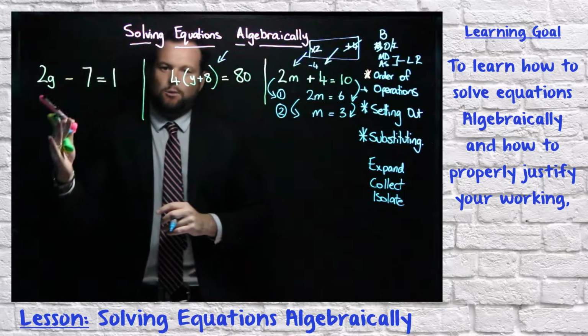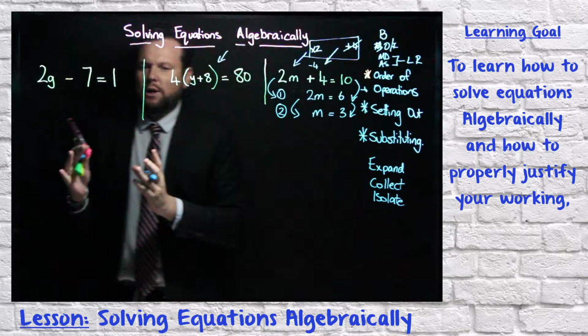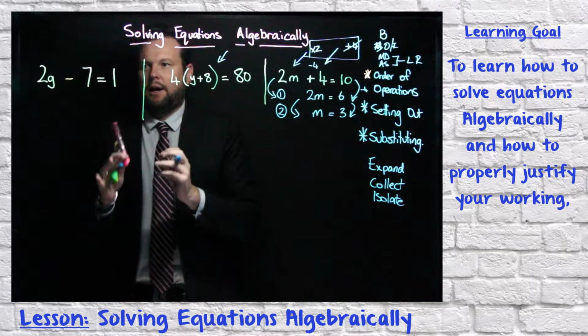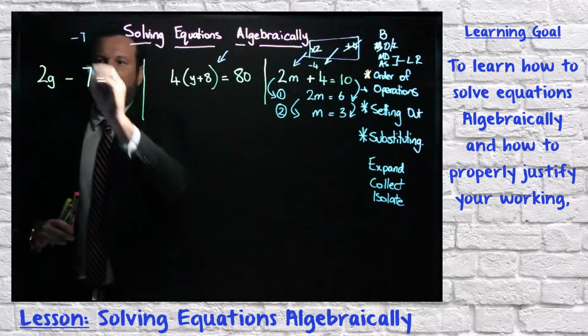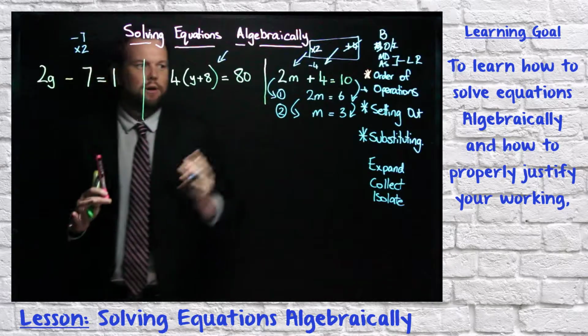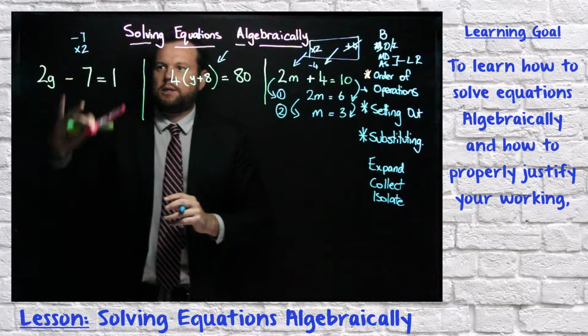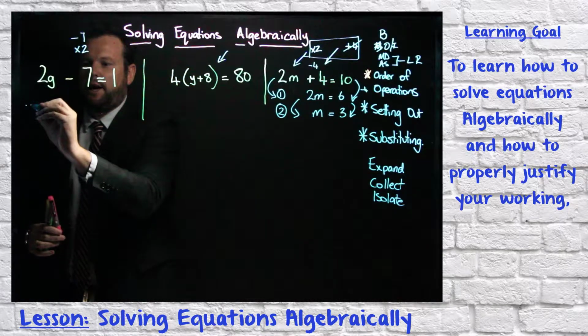Let's come over to this one over here. Once again, let's have a look at how many operations there are in this. I've got a -7, and then I've got a times by 2 again. Okay, it's very similar to this one here. So once again, I'm going to need 2 lines of working out.